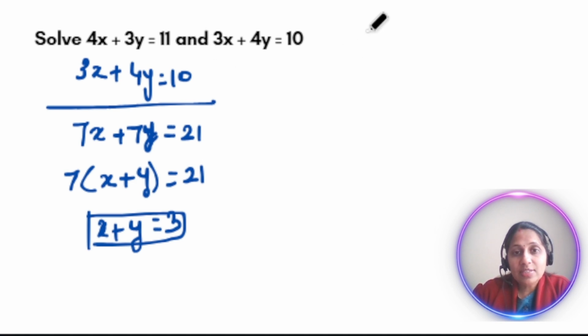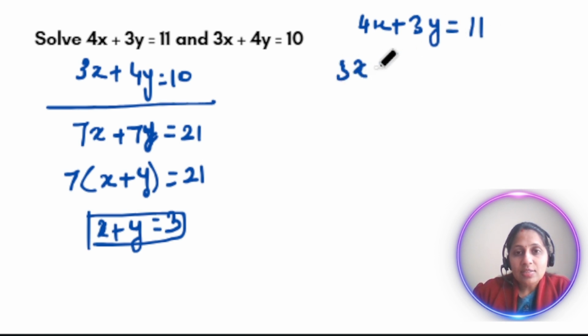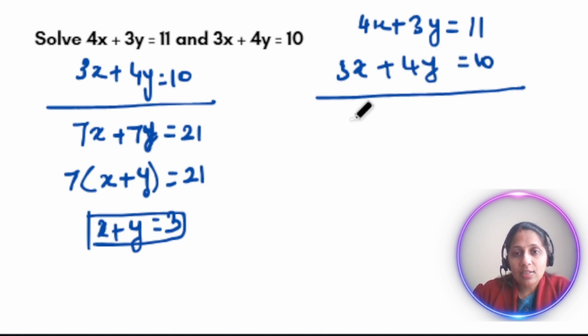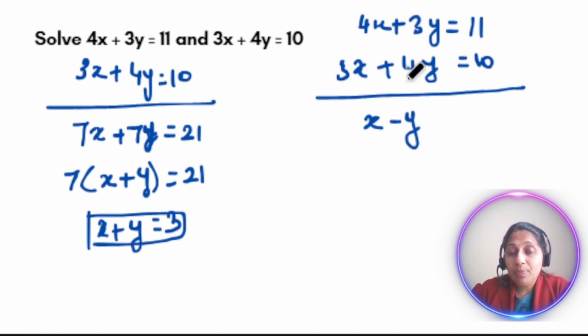Now go for subtracting both again. So 4x plus 3y equals 11, 3x plus 4y equals 10. So I'm going to subtract now. x: 4 minus 3 will give me x, and y: 3 minus 4 will give me minus y. So make sure that you don't put plus y here. 11 minus 10, because we are subtracting the second one, equals 1.